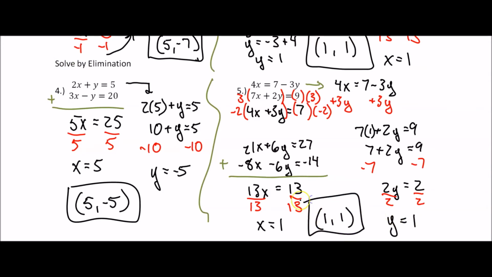Okay. But again, substitution, get one variable by itself. Plug that expression back in for that variable in the second equation. Elimination, we get additive inverses, and then add the two equations together. Okay.